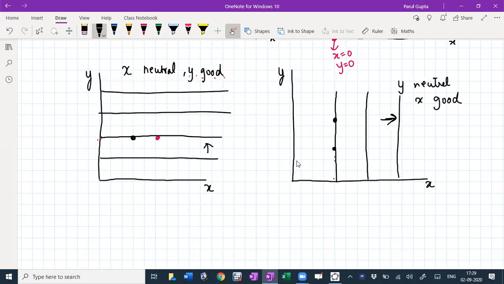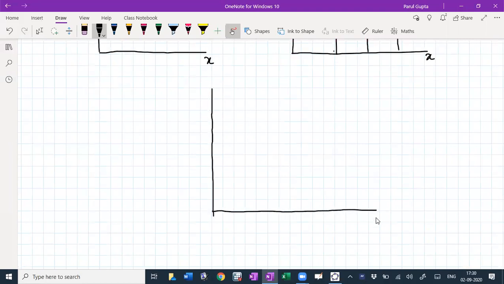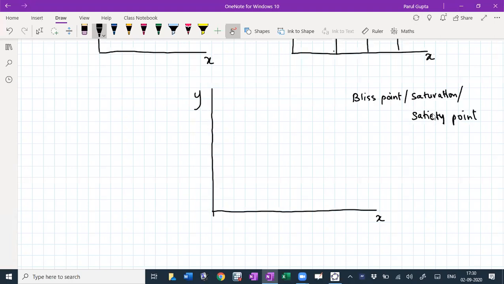Okay. And let's now consider the last case, which is sort of the amalgamation of all the cases that we have discussed so far. This is called the bliss point, or saturation point, or the satiety point. So bliss point means something that is the best bundle that you can achieve.